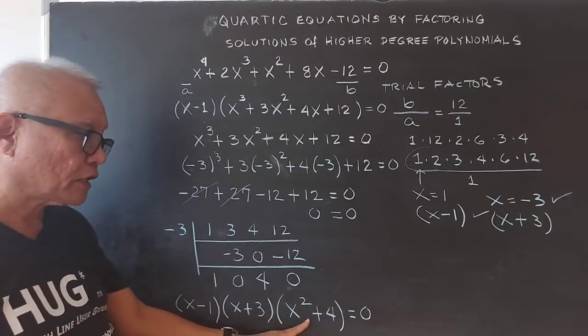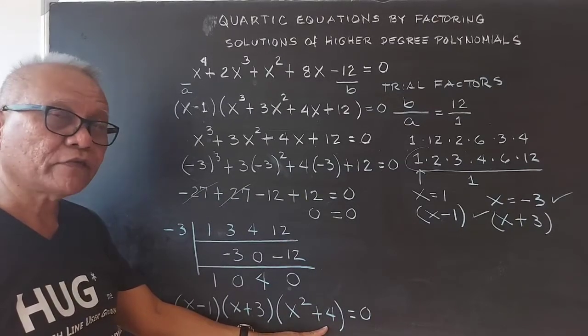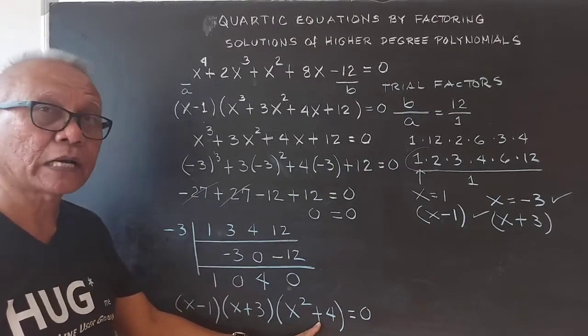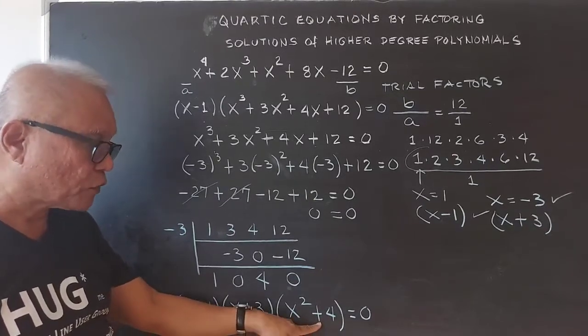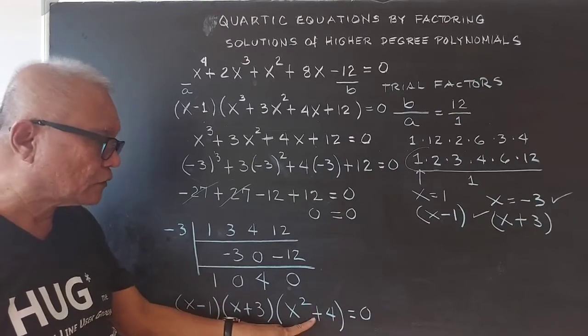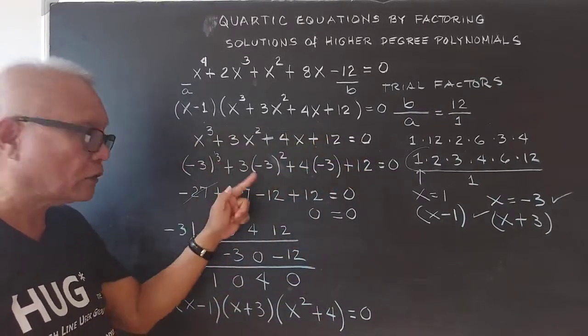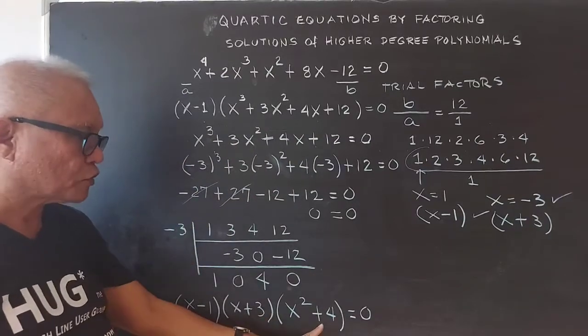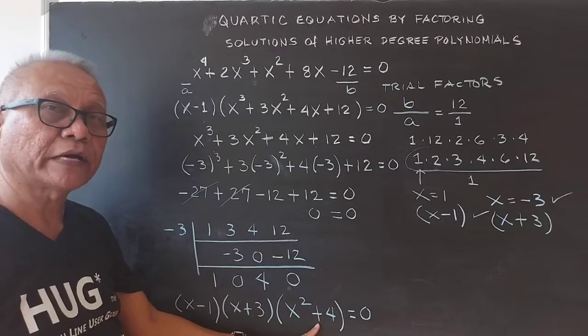Can we still factor x squared plus 4? No. We don't have any factors if this one is plus. If this one is minus, yes. But this one is positive, so we cannot factor anymore, and we will not do anymore that one, or trial and error, or synthetic division, because we don't have factors for positive binomial, square of binomial.